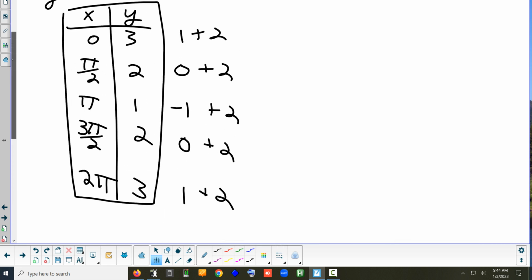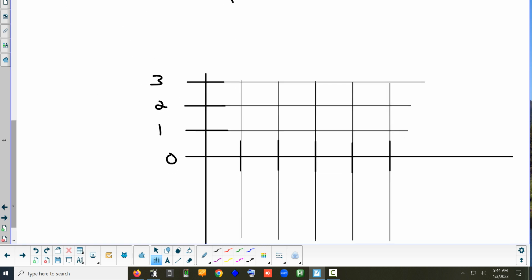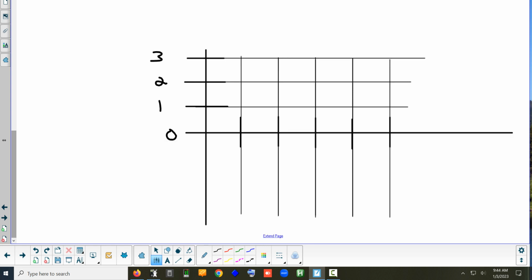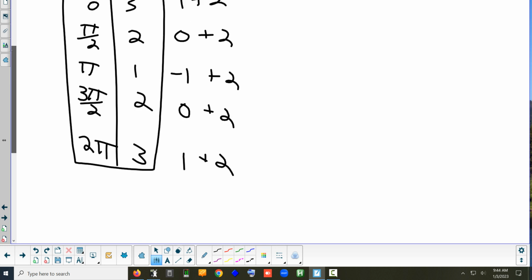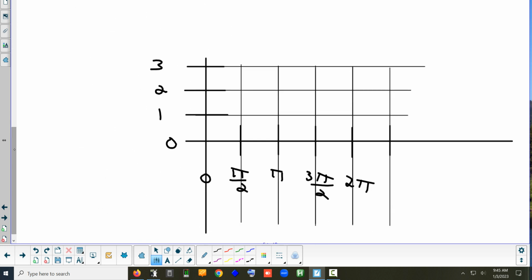Now, if it went a lot higher than 3, like say we shifted it up like 20, well, then I might have to think about scaling these a little bigger. Maybe I'd go by 5s or something like that. But 3 is fine. And then this is 0, pi over 2, pi, 3 pi over 2, 2 pi. And plot the difference. So 0, 3.